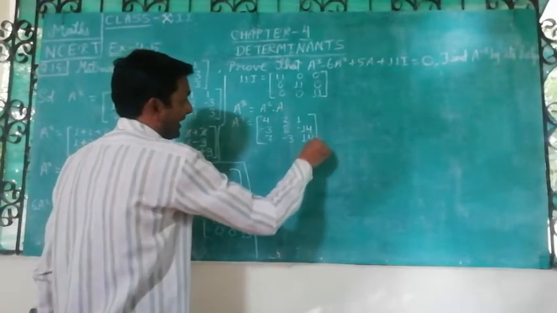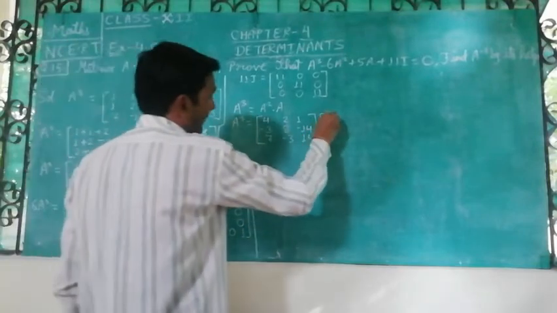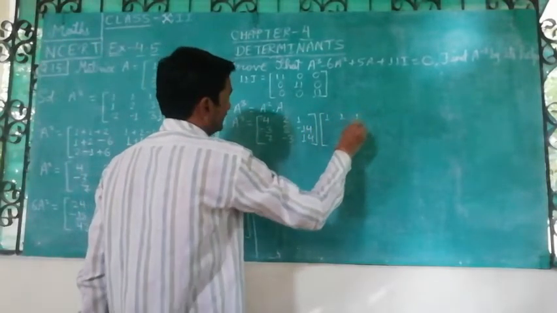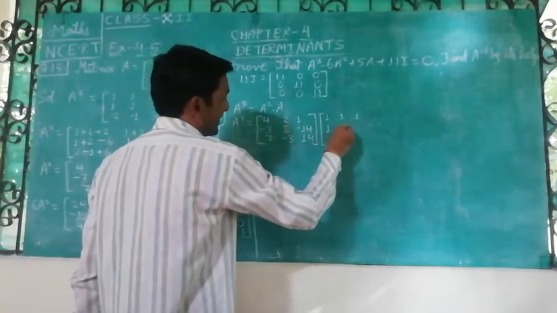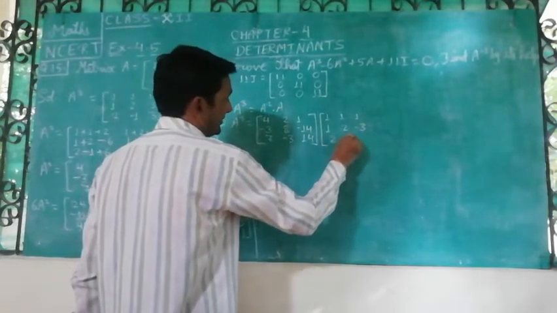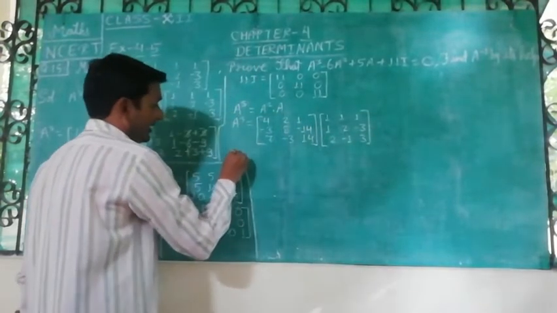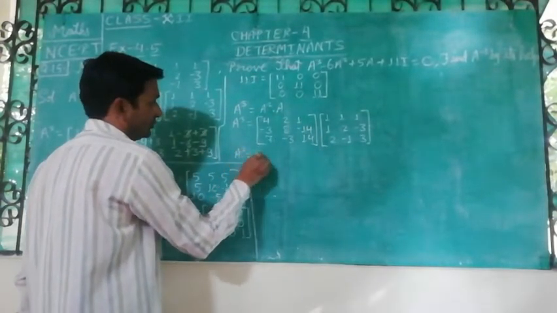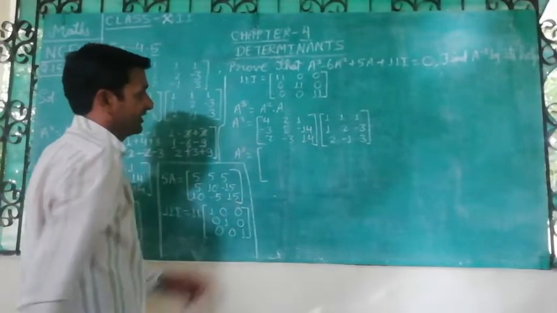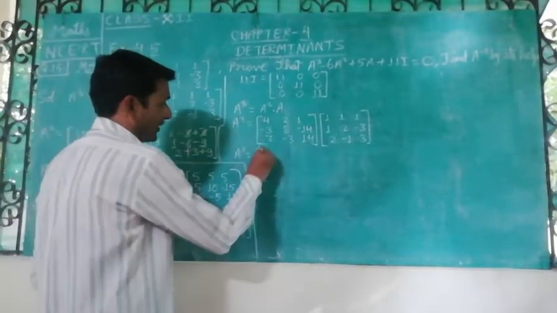Now we have to multiply this by A also. So [1 1 1; 1 2 -3; 2 -1 3]. So A cube is equal to, I am writing here, 4 1s are 4 plus 2 plus 2.